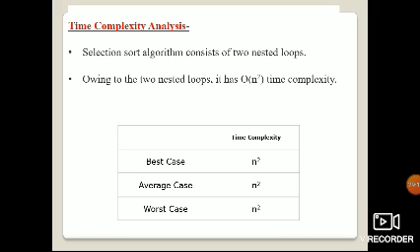In the selection sort, the best case is O of n square, the average case is also O of n square, and the worst case is also O of n square. For all cases, whether best, average or worst, the time complexity is the same, O of n square, because we are using two nested loops.